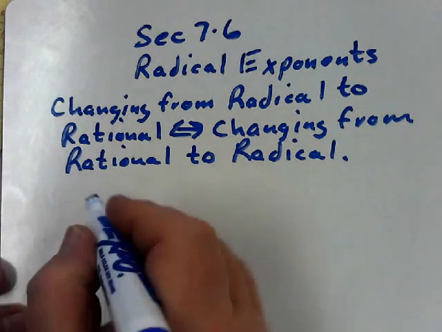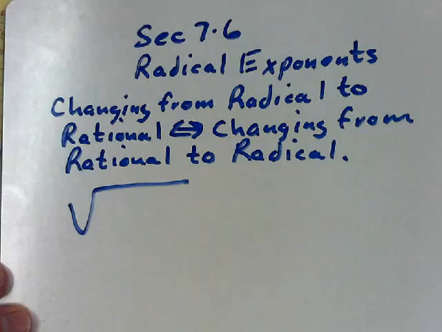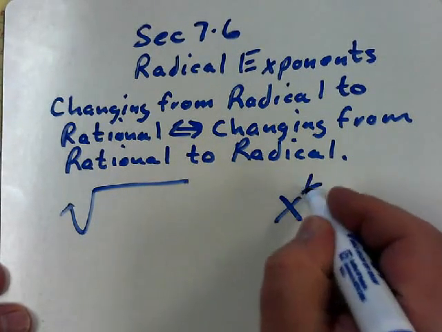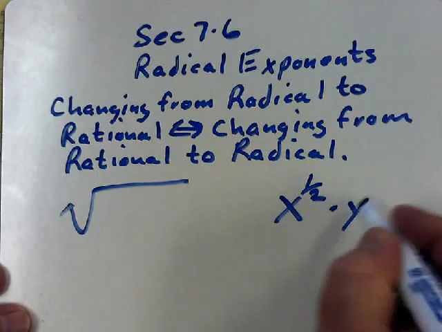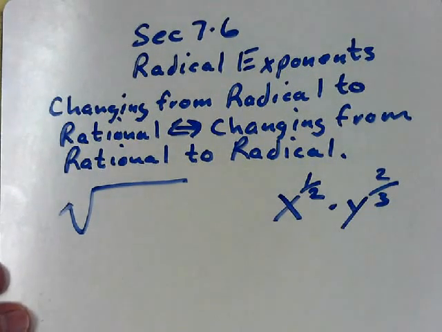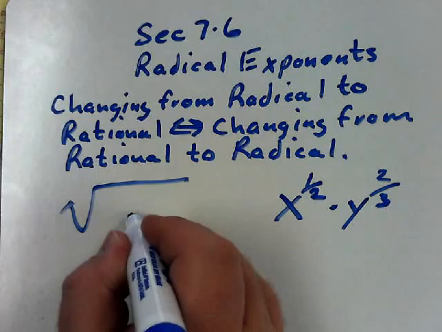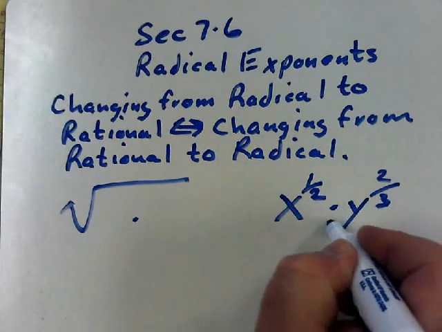Okay? A radical expression looks something that has a radical sign in it. When we're talking rational exponents, we're talking about something that may look like this. Like x to the 1/2 times y to the 2/3. This is a radical expression. This is a rational expression.